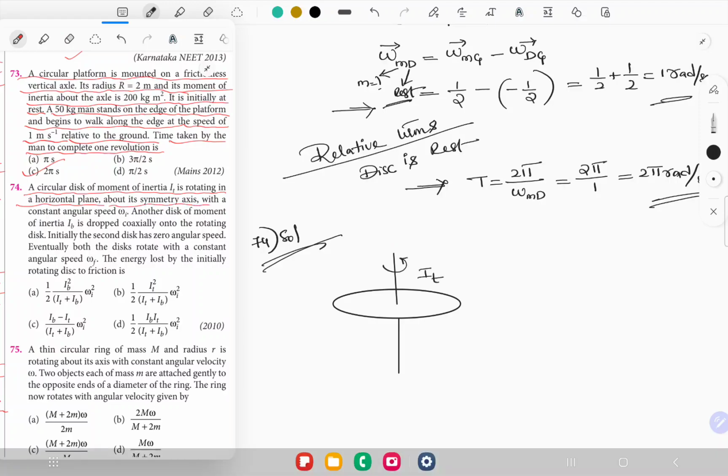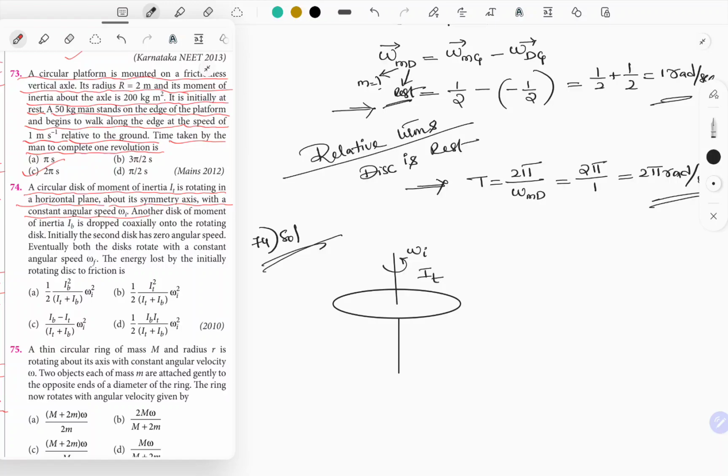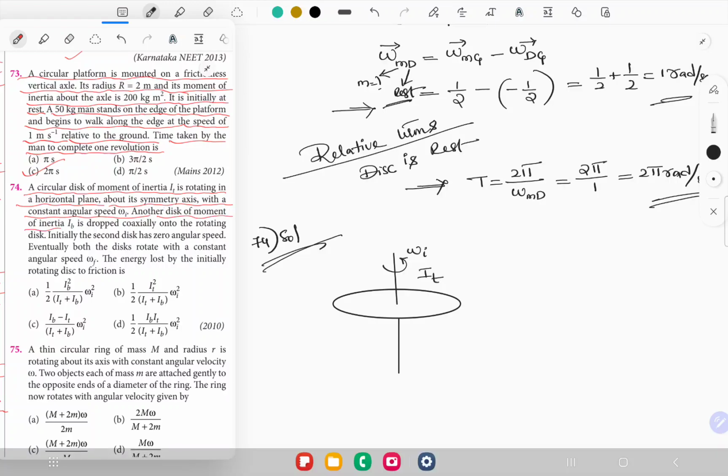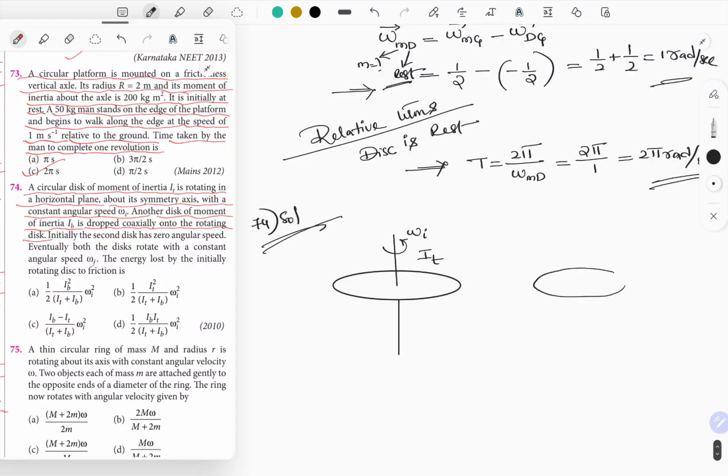About its symmetry axis with a constant angular speed omega initial. Constant angular speed omega initial. Another disk of moment of inertia IB is dropped coaxially onto the disk. Super. So let me consider another disk which is dropped onto this disk. So what is the moment of inertia of the first disk? It is IT. Moment of inertia of the second disk, it is IB. Super. This is new disk. This is how it is represented.